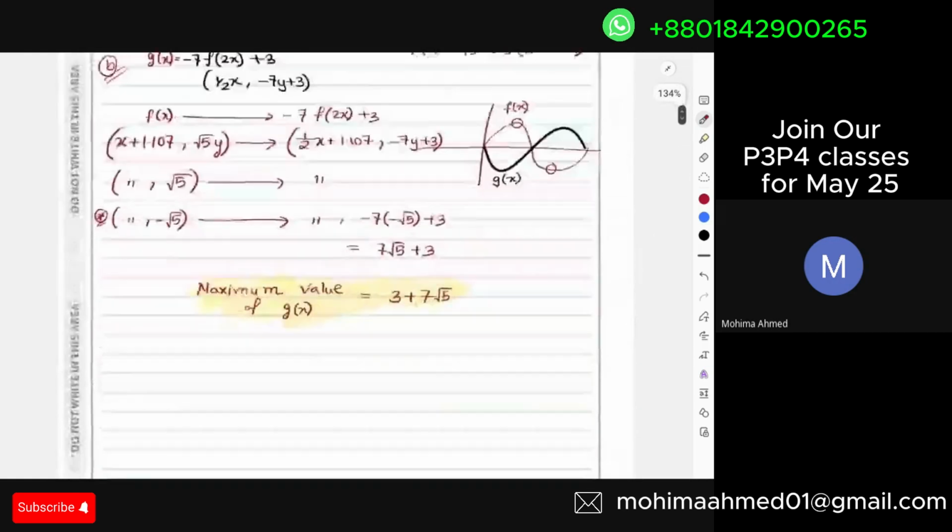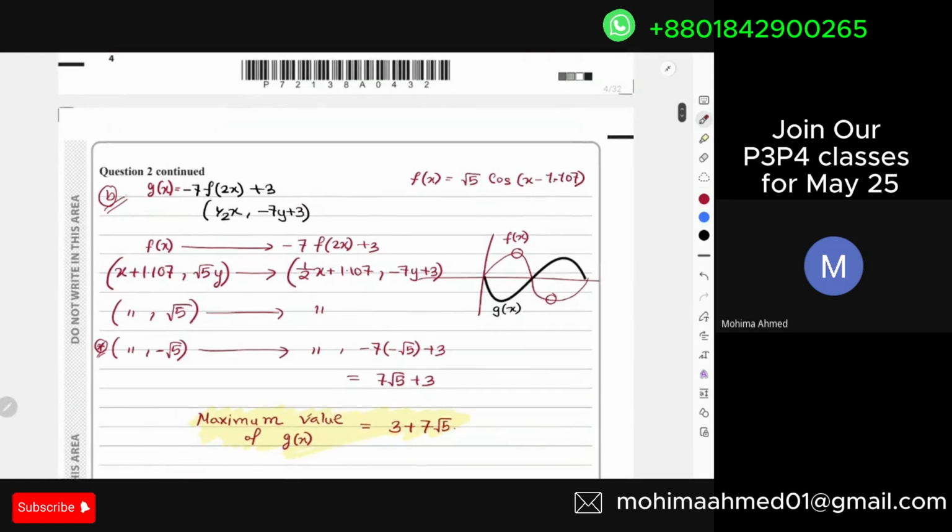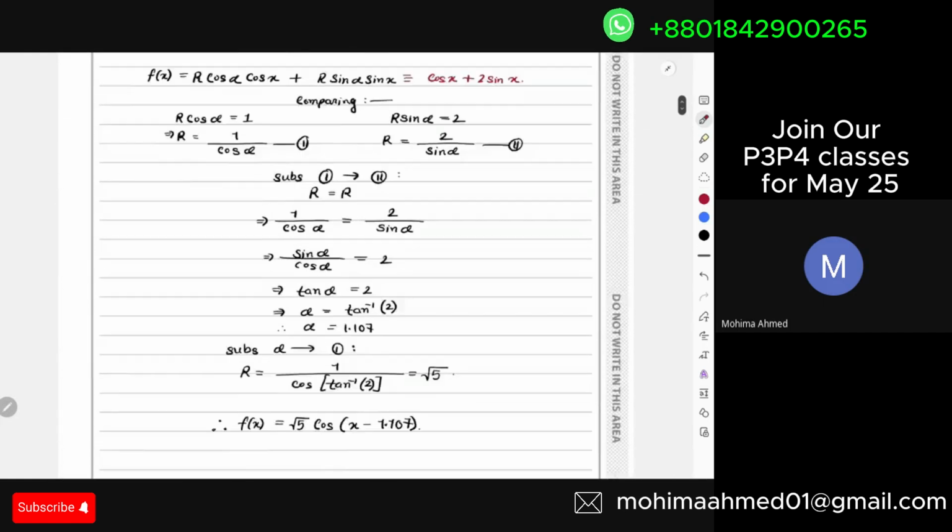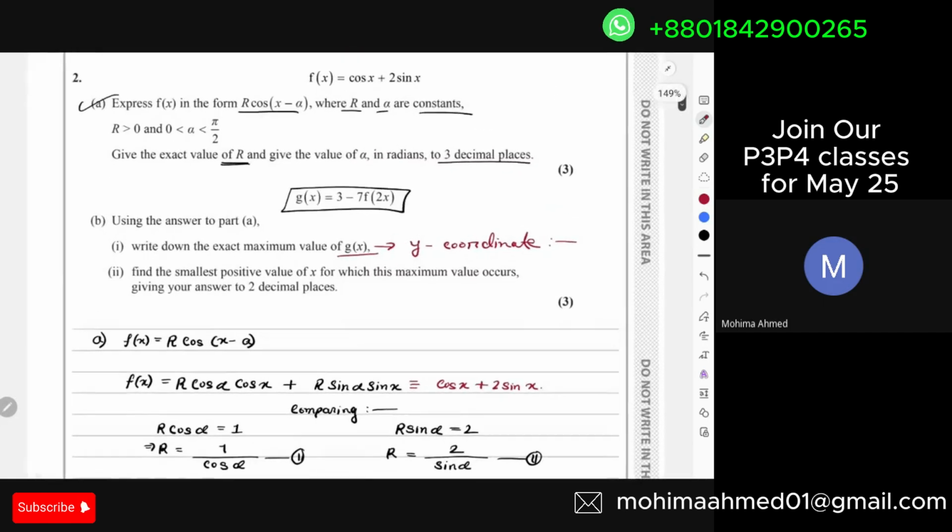This was actually part B1. After this, if we move on to part B2, they're asking to find the smallest positive value of x for which this maximum value occurs. Give your answer to two decimal places.